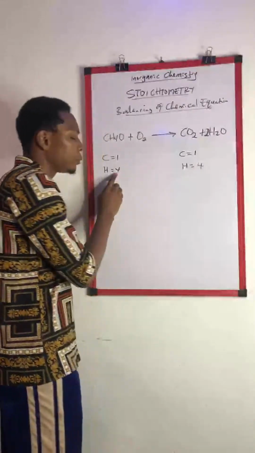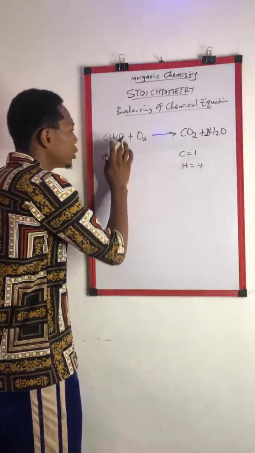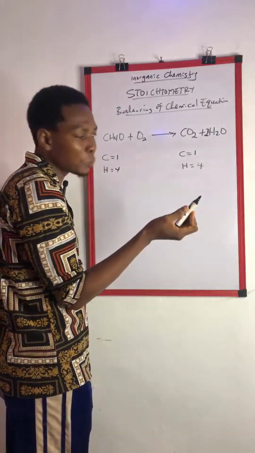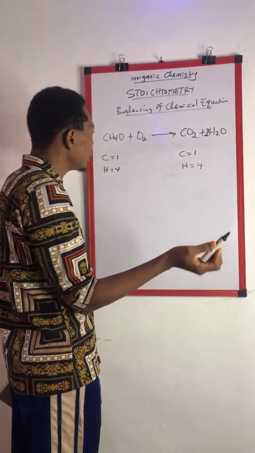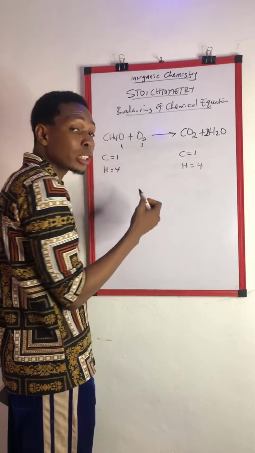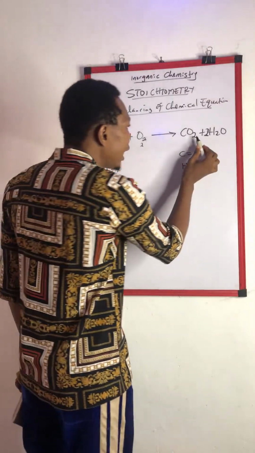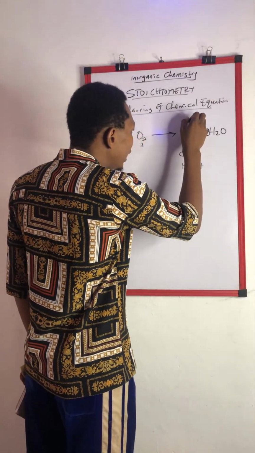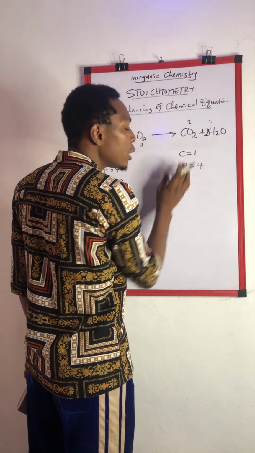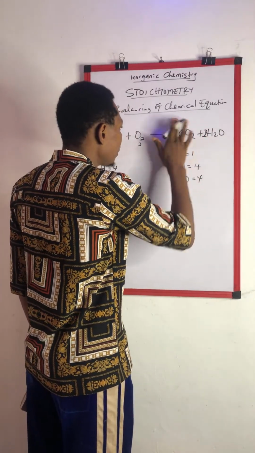So hydrogen now is balanced. The next step now is oxygen. We have oxygen here and we have oxygen here. This plus here means addition, and the plus here means addition. Here I have 1 oxygen, and here I have 2. 1 plus 2 gives us 3. So that means my oxygen is equal to 3. Now on this other side, I have 2 here, and this 2 is affecting here, I have 2 here. So 2 plus 2 gives us 4. That means here we have 4 oxygen.